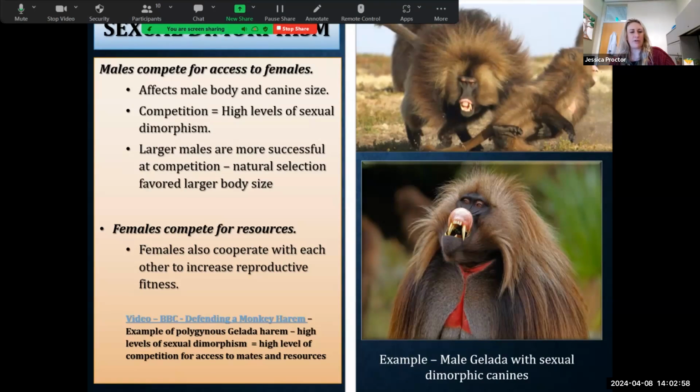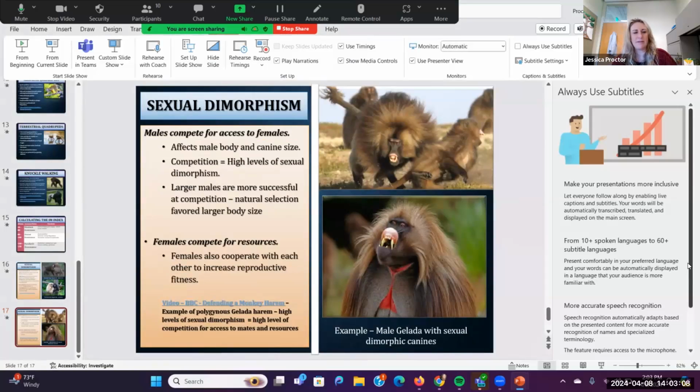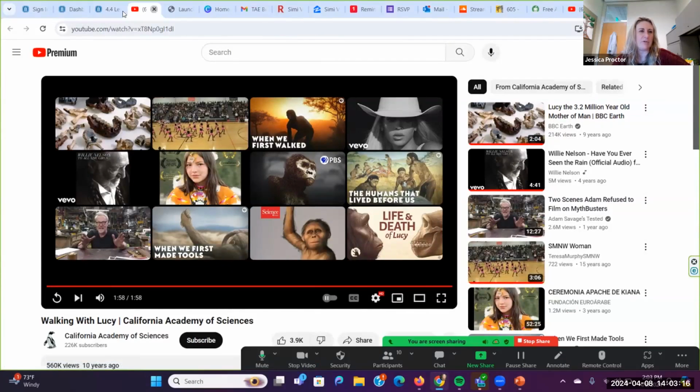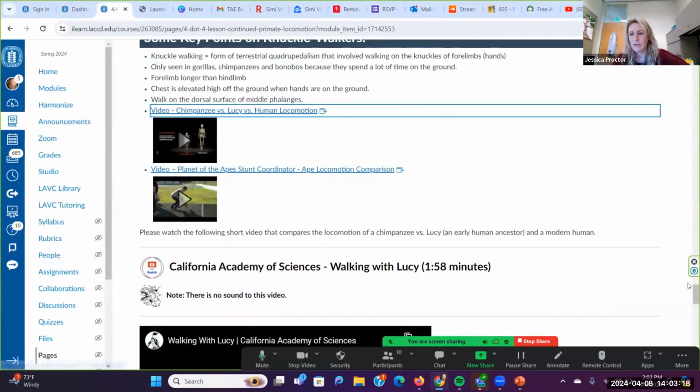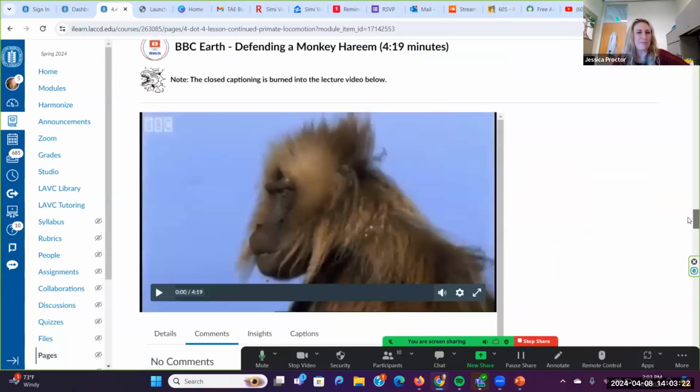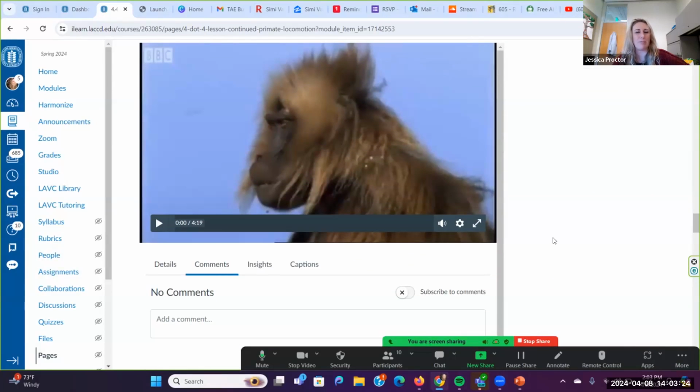So look out for sexual dimorphism, look out for how the males signal their dominance, and also look out for how the female is involved. Even though the female may not be dominant in this particular scenario, she is still involved in the overarching dominance hierarchy. So how the females are involved is also something I want you to look out for. And as you're watching, also keep an eye on locomotion. These primates will have a primary mode of locomotion, but they will also occasionally use another mode as well.